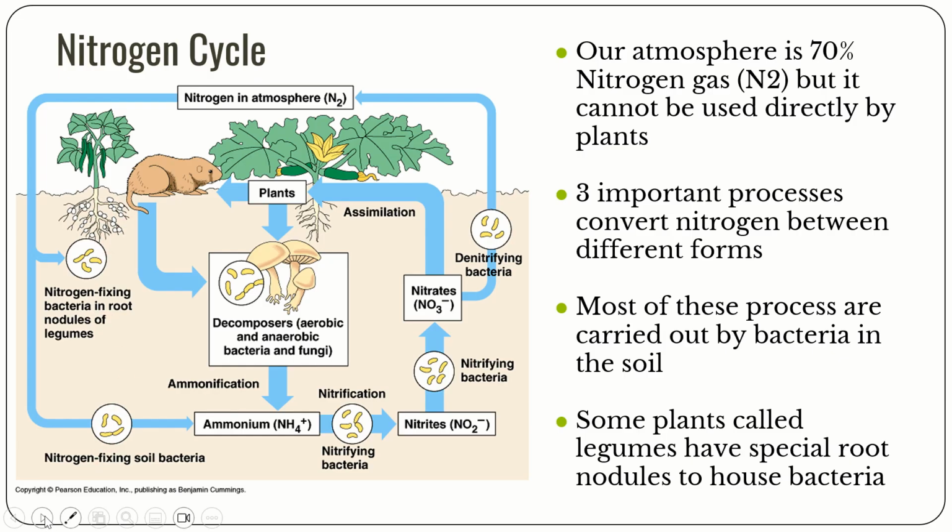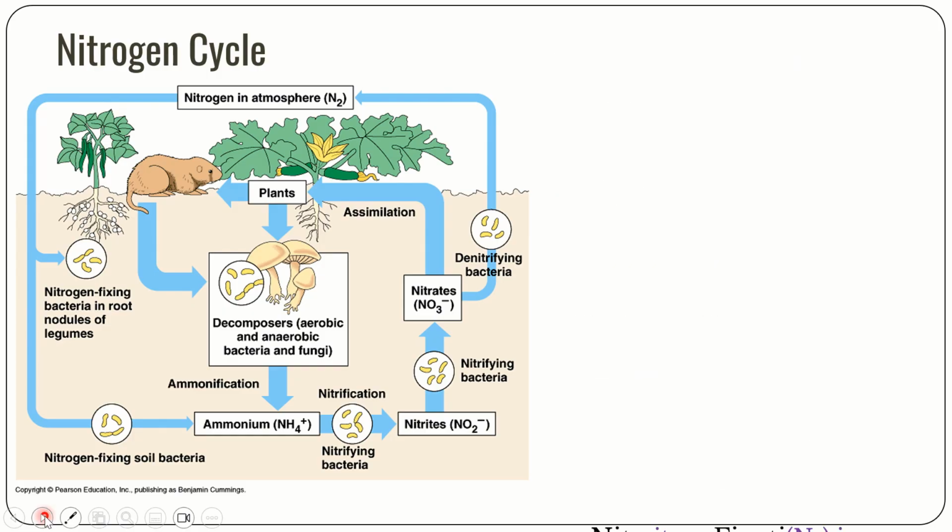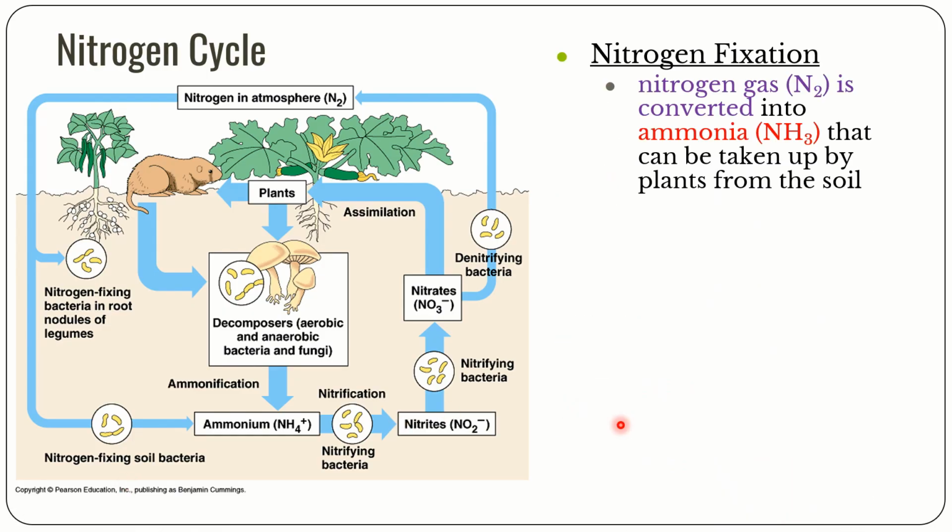So let's look at these three important processes. The first is called nitrogen fixation. Nitrogen fixation is the one that will convert the nitrogen gas, the N2, into a form called ammonia, which is nitrogen with some hydrogens added to it. You'll see down here ammonium, which is just a charged form of it with an extra hydrogen. But this form can be used directly from the soil. So that's one of the soil forms that can be used for living organisms.